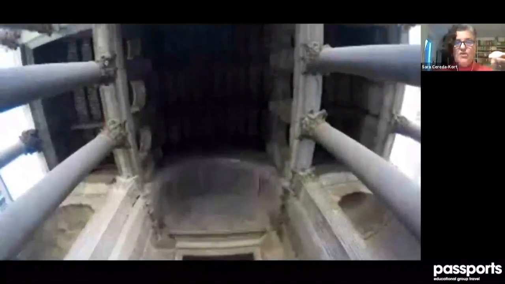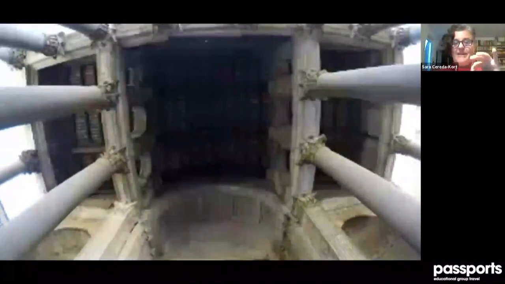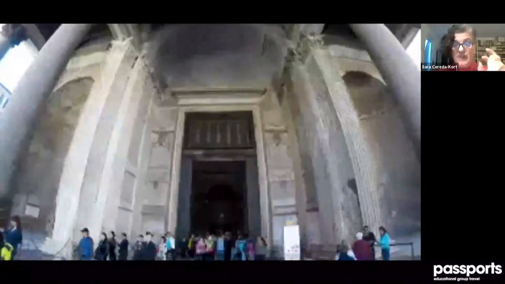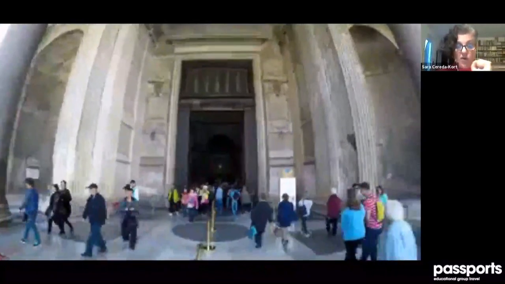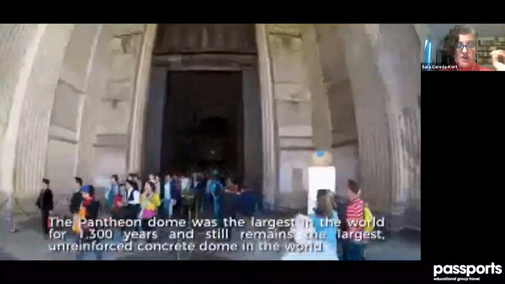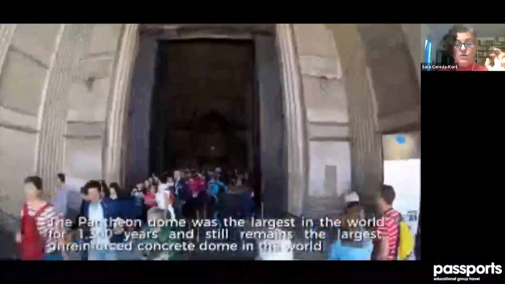At first, outside, it looks like a temple, a church. You don't really know. But once you go inside, you realize it's a dome. And this dome is perfect. And it's made out of concrete. And it was never redone. So it is original, as it's written here, the largest unreinforced concrete dome in the world.